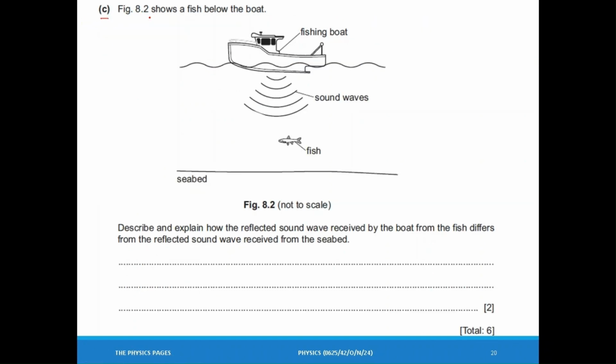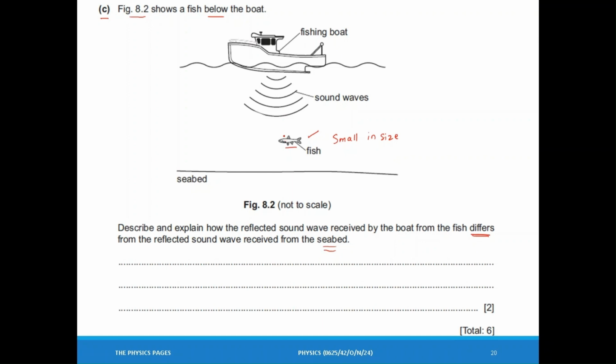Part C. Figure 8.2 shows a fish below the boat. This is the fish under the boat. Describe and explain how the reflected sound wave received by the boat from the fish differs from the reflected waves received from the seabed. We can see here that the fish is small in size as compared to the seabed. The size of the fish is this much, and the seabed is much larger than it.